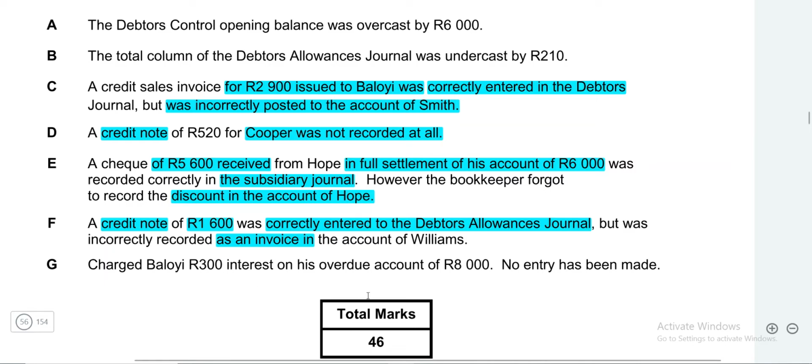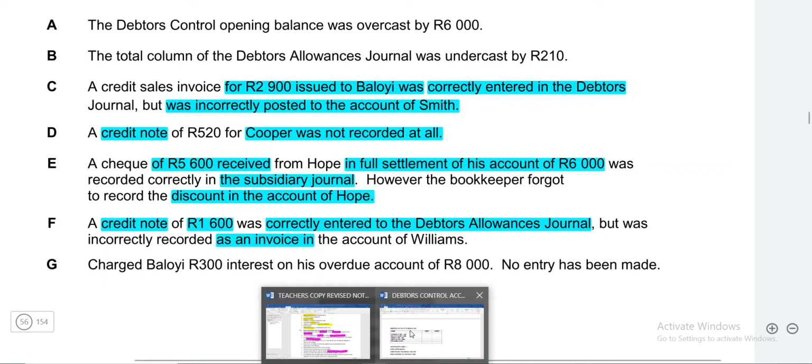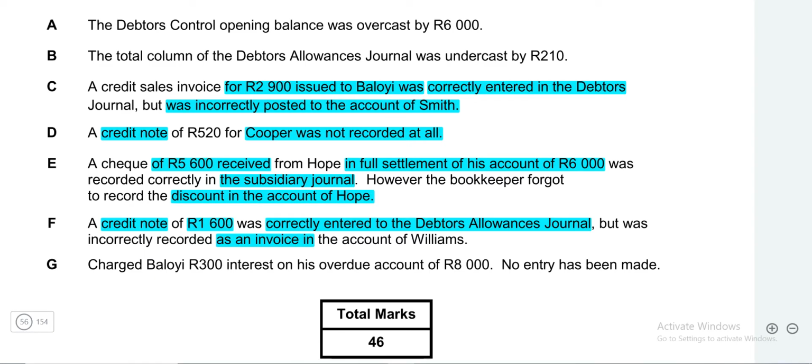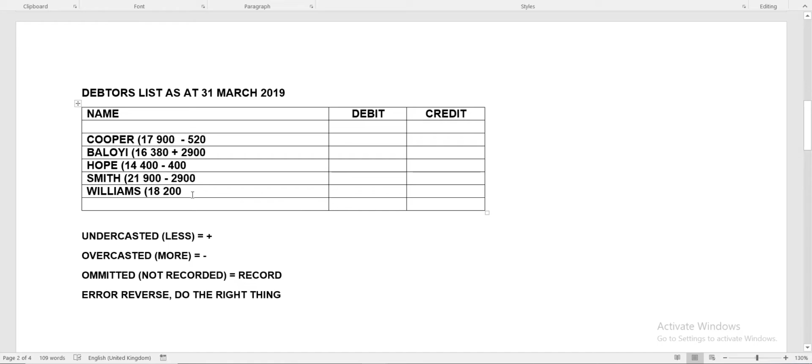Remember I said that if there is a mistake, you must reverse the error. Remember, as I was making a summary here, I said if it's an error, you must reverse it and then do the right thing. So because they recorded a credit note as an invoice, when I reverse the error, what am I going to do? Remember, we are talking about the account of Williams. So we're going to go to Williams account and we are going to reverse that. So we'll say minus 1.6 because they were supposed to minus it, but they added it. So once we've done this, we have reversed the error.